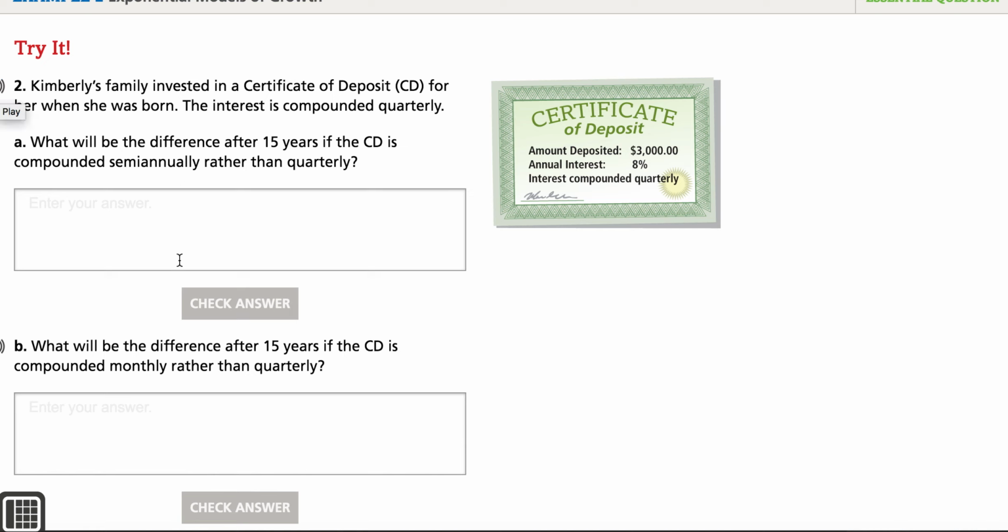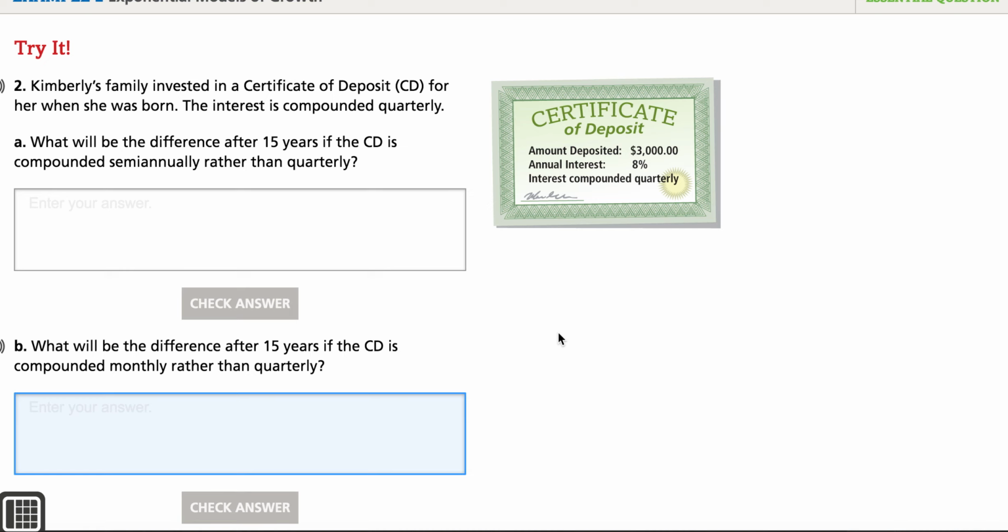Now, what do you know about the difference? Semi-annually means twice per year, every 6 months. So I'm giving you this hint: every 6 months. Let's see the second question. Part B. What will be the difference after 15 years if the CD is compounded monthly rather than quarterly?